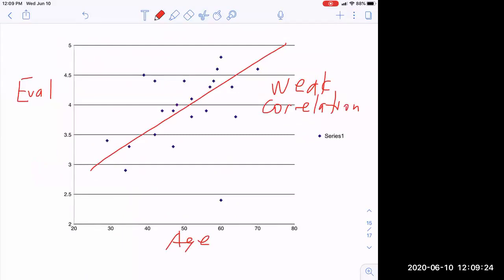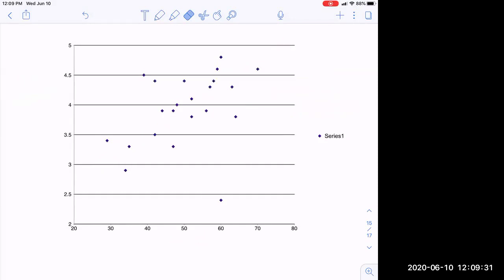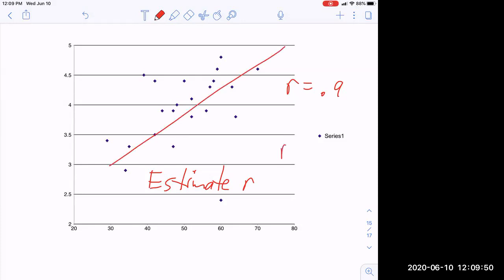How strong is it? For example, a problem I like to do, play around with, is give you a scatter plot like this, and then ask you to estimate R. Well, if you gave me R equals 0.9, we know that's bad because this is weak correlation. So if you gave me an R equals 0.6 or something like that, you have an idea that it's not real strong. That's it.